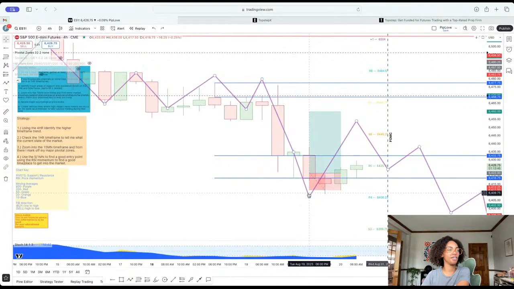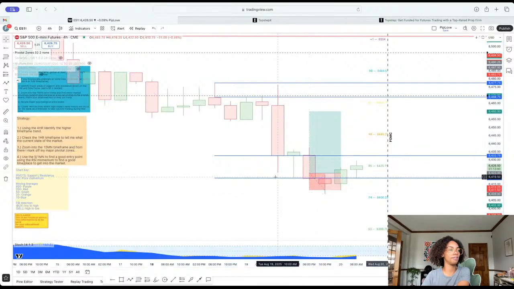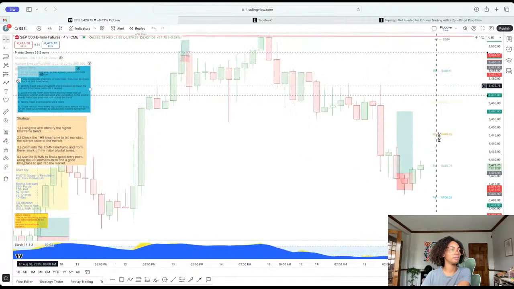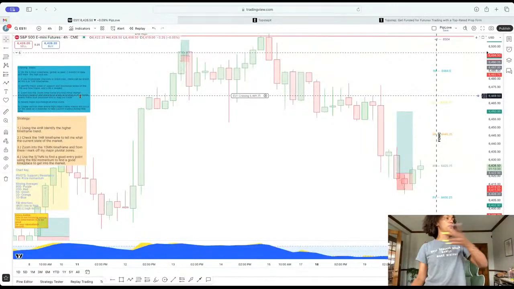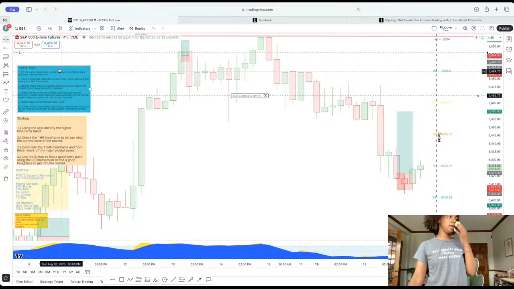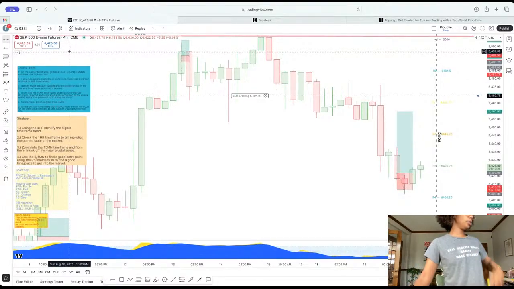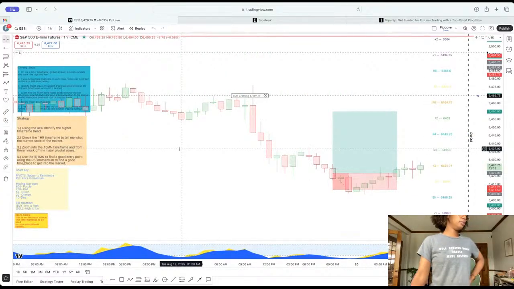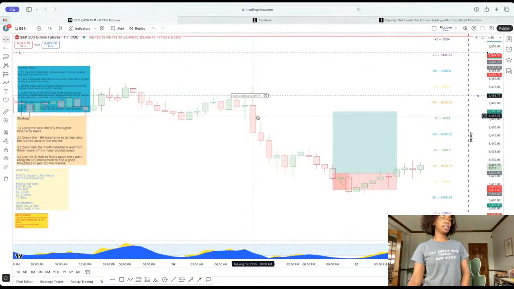Okay, so that's what we're looking for on the 4-hour time frame. I'm going to remove these lines here so we stay relevant. If you incorporate your channels or your trend lines, you can draw those on the 4-hour time frame. Next step, we're going to go to the 1-hour time frame and identify our support and resistance levels.